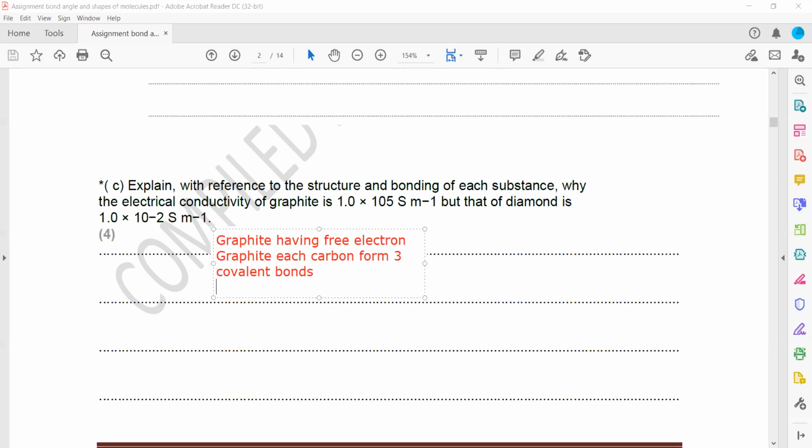But for diamond, there is no free electron. And what is the reason for that? Because each carbon forms 4 covalent bonds. That is the main reason that graphite can conduct whereas diamond cannot conduct. So that delocalized electron can move within the structure. Graphite can conduct whereas diamond cannot conduct.